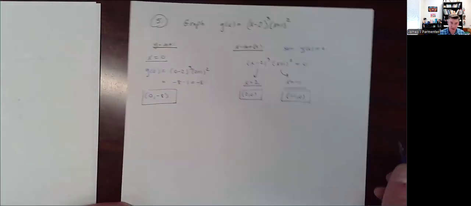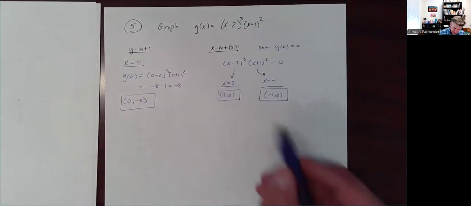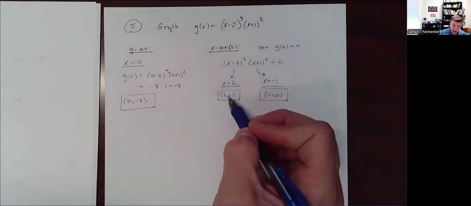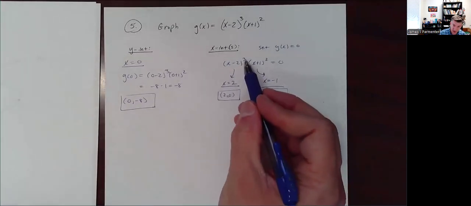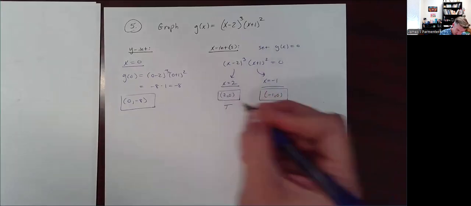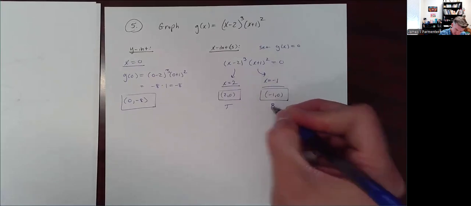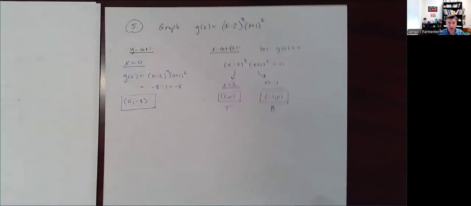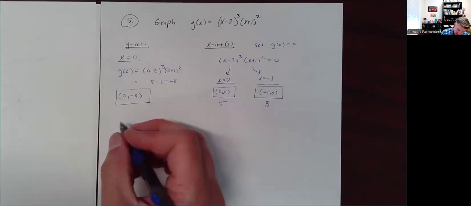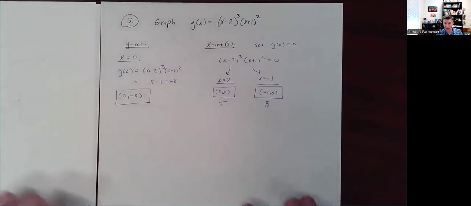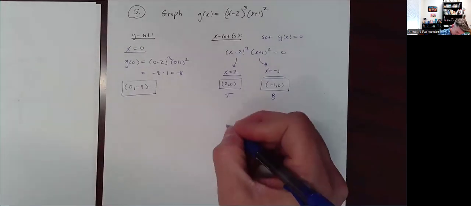We should be able to say without doing any work that at 2 comma 0, the graph is going to go through because we have an odd multiplicity or an odd power. At negative 1, the graph is going to bounce because we have an even multiplicity or an even power. Again, now we'll graph it first and then we'll do the sign chart and make sure that everything seems like it's good.